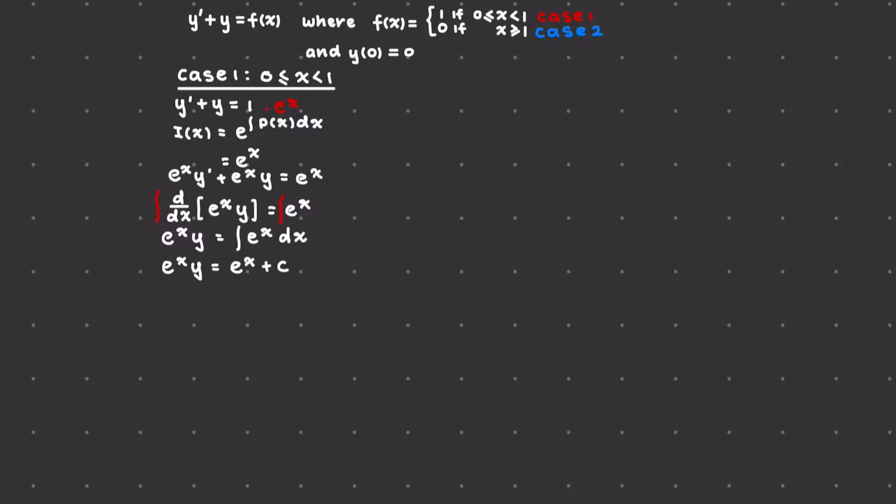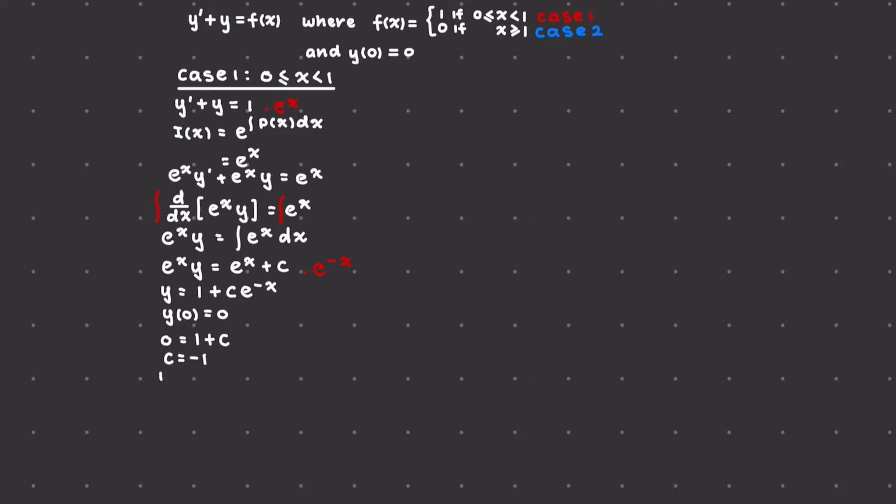And to get rid of the e to the x on the left hand side, let's multiply both sides by e to the negative x, and this gives us y equals 1 plus c times e to the negative x. And now we know that we've got an initial condition of y(0) equal to 0, and let's solve for c. Let's plug in the values: y is 0 equals 1 plus c e to the negative 0, which is just e to the 0, which is just 1. So c times 1 is c, and we will get the value of c here as negative 1.